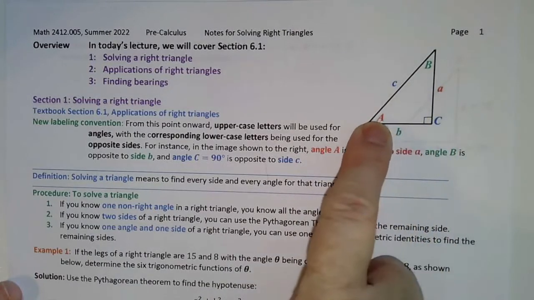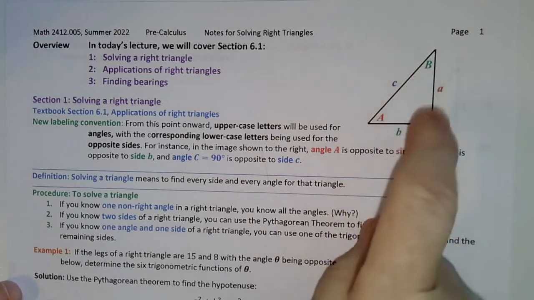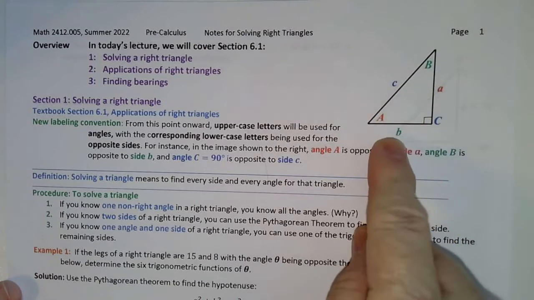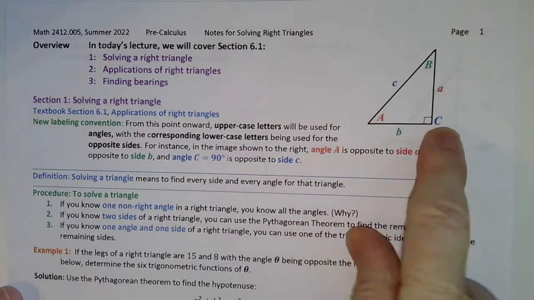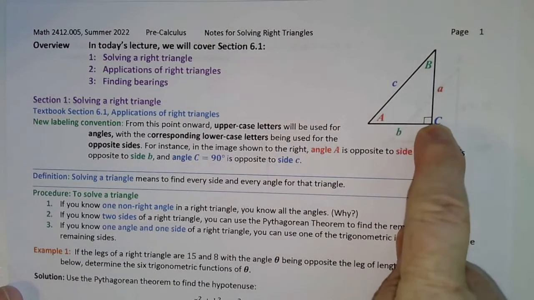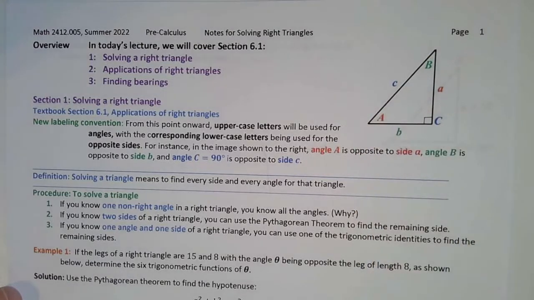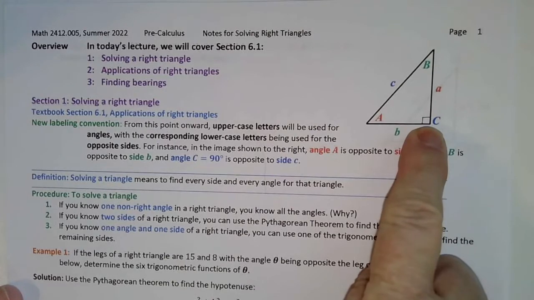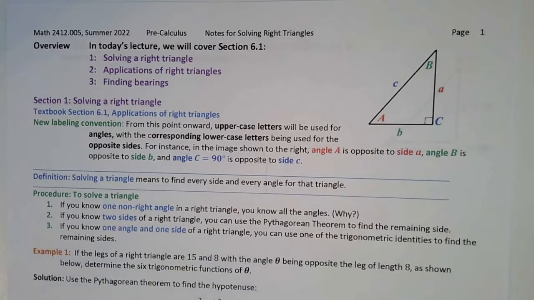Capital letters are going to be angles. So capital B and little b: capital B is angle B, and lowercase b is the side opposite angle B. Angle C is a capital C, and side c is the side opposite. In this section, angle C is still a right angle, a 90-degree angle. In the next several sections, angle C will not be a right angle.